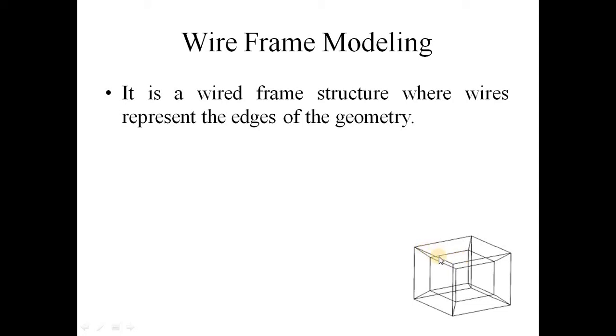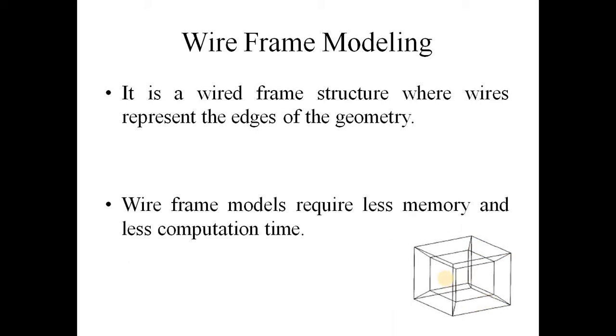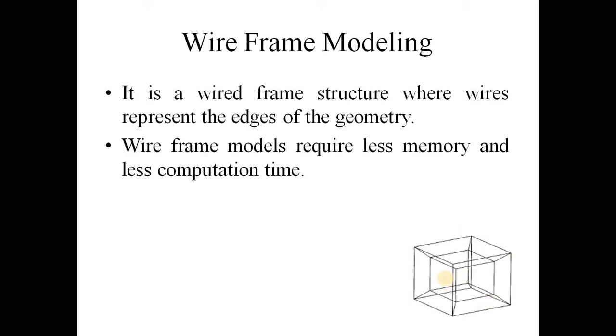Now here you can see the wires or lines represents the edges of the object. So only edges of the objects are represented by the wires, and that is why it is called as wireframe modeling. So wireframe models require less memory and less computational time. So the amount of memory required to store this model and amount of time required to make this model is very less. So memory wise and computational time wise it requires less.